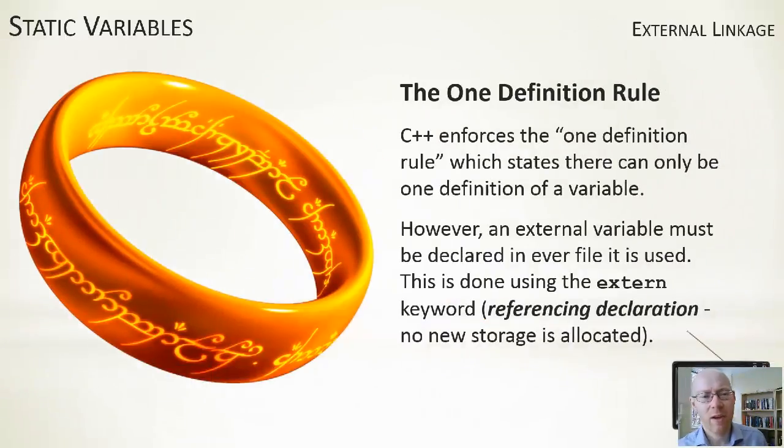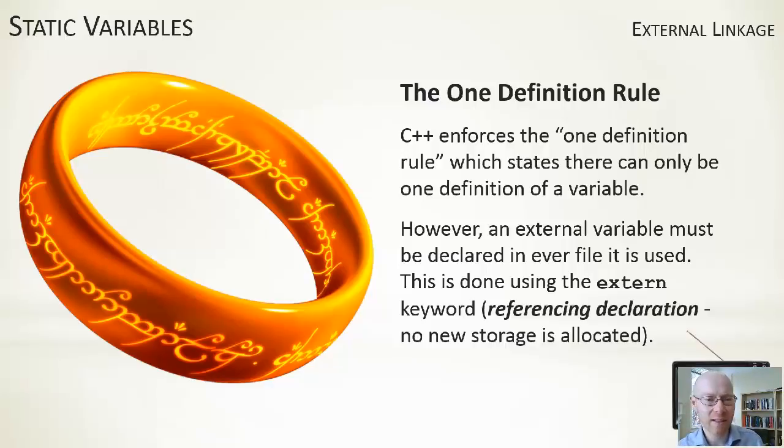Now, I'm going to talk about the one definition rule, and then we'll talk about why we actually need it. So in C++, there is a rule, the one definition rule, which states there can be one and only one definition of a variable. If I want to define a variable, to say that it exists, it is called this, it is of this type, and it has this particular value, or I want to reserve some memory for it, I can only do that once.